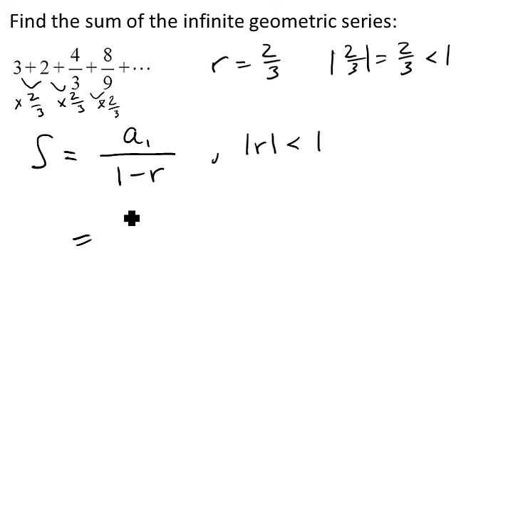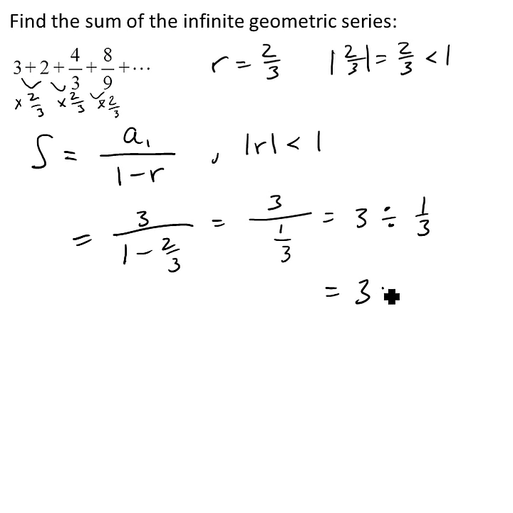And so this infinite sum is equal to a1, the first term, which is 3, over 1 minus our common ratio, which is 2/3. 1 minus 2/3 is 1/3, so I have 3 over 1/3. So that's 3 divided by 1/3. And to divide with fractions, we would change it to multiplication and flip that second fraction. So it's 3 times 3 over 1. 3 over 1 is just 3. So 3 times 3 is 9.